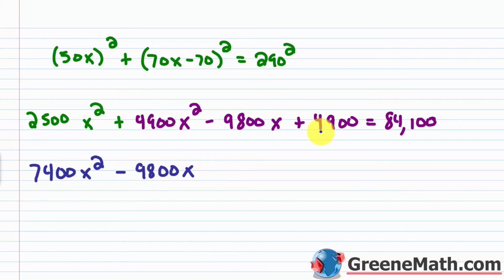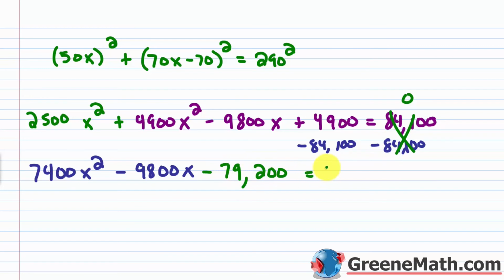And then what I can do over here, I'm going to subtract 84,100 away from each side of the equation. Okay, and that's going to give me 0 over here on the right side, because I'm solving a quadratic and I want it in the format of ax squared plus bx plus c equals 0, so I can use my quadratic formula. So 4,900 minus 84,100 is going to give me negative 79,200. Again, this equals 0.